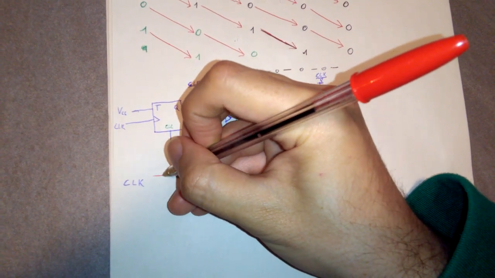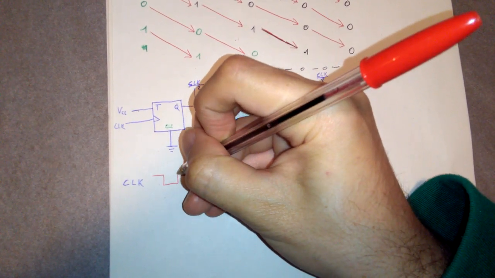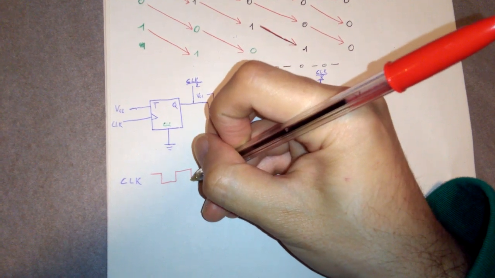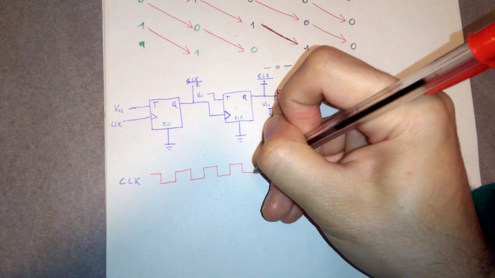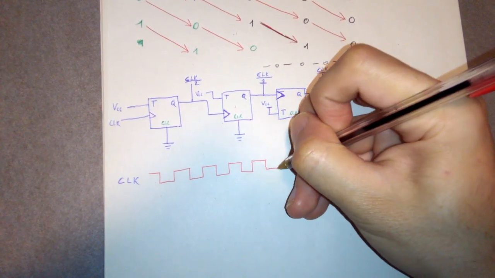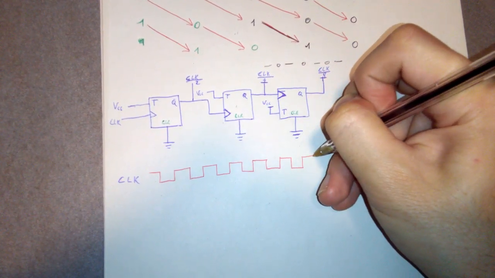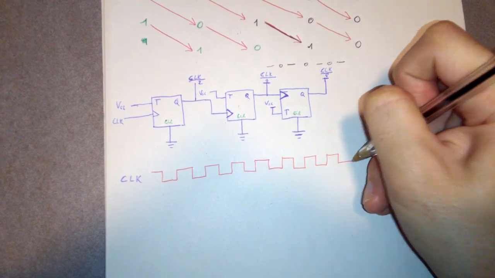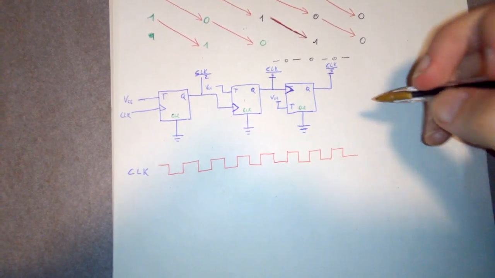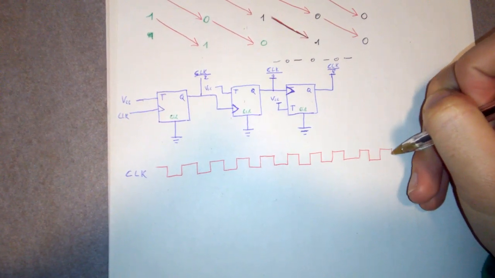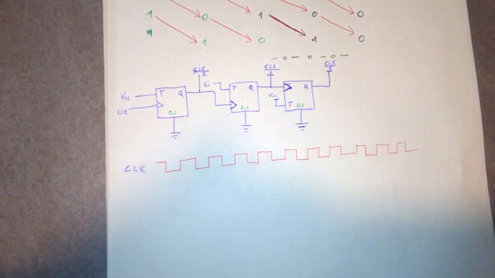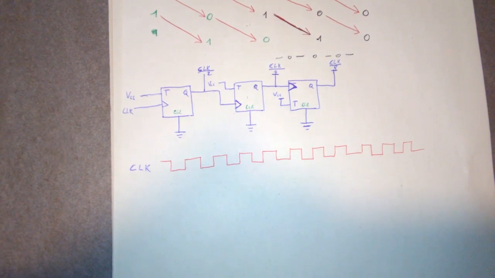So it's going to start high, and then it's going to go low, and high, and low, again and again. So this is essentially what it does. It just goes high and low all the time. It's basically what the clock does.